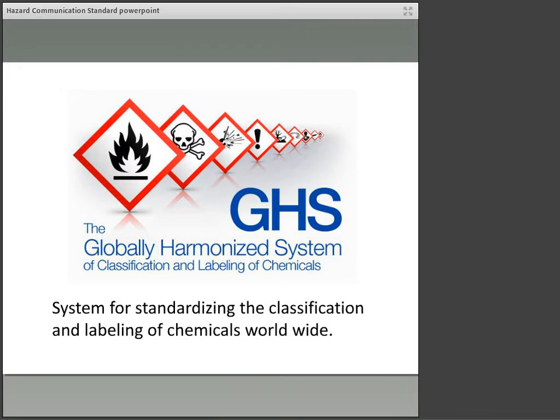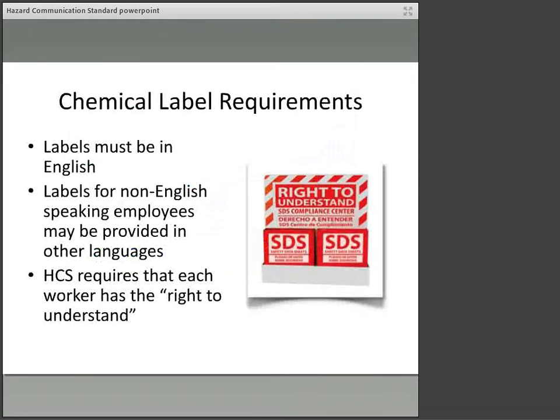The revised HAZCOM standard incorporates parts of the globally harmonized system of classification of chemicals and labeling. This GHS standardizes chemical classification and labels around the world. Now, these labels have specific requirements. They must be in English and provided in other languages for non-English speaking employees, because according to OSHA, each worker has the right to understand.